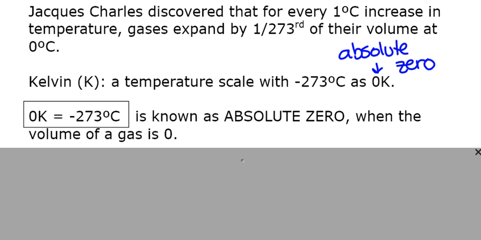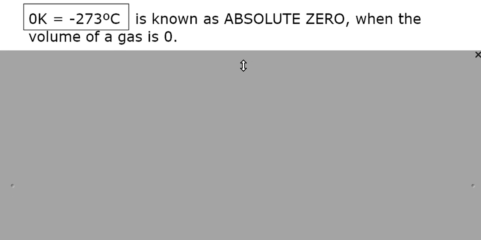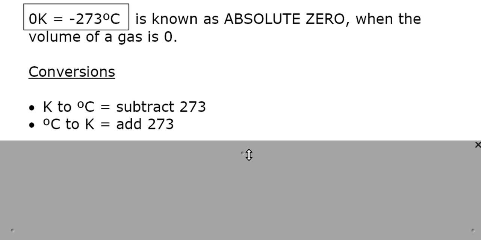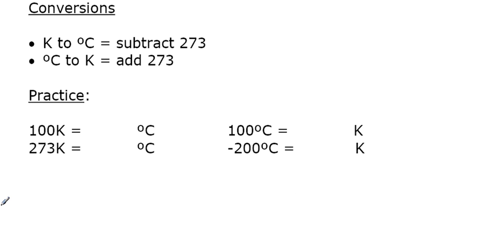How do we convert between absolute zero and our Celsius scale? It's very easy. You're either adding or subtracting. If you want to go from the Kelvin scale to Celsius, you subtract 273. And if you go from Celsius to Kelvin, you add 273. So to practice some conversions, why don't you try these four, and then we'll take a look at the answers.